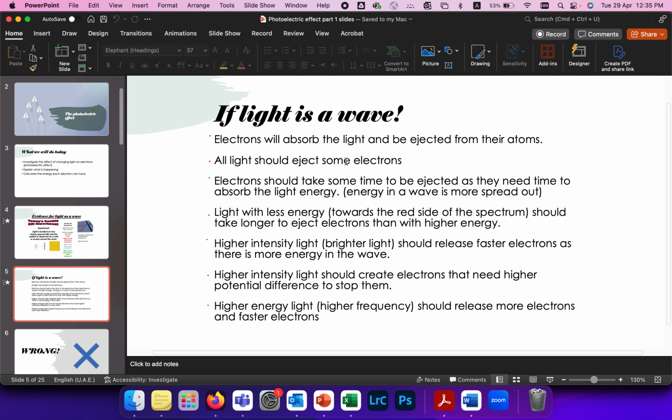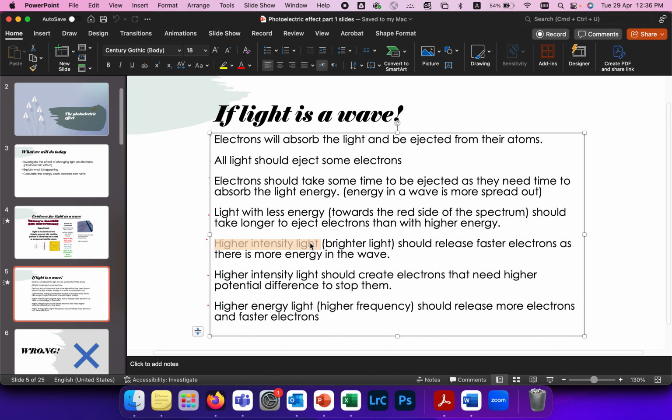If it's a wave, all light should work, to be honest, because if it has low energy, it might take longer to absorb and then finally come out. So it takes some time for the energy to reach the level it needs to be, and then it can come out. Light with less energy takes longer. Light with high energy will end up obviously being faster. Brighter light should release faster electrons, because if there's brighter light, it means it's more energy, right?